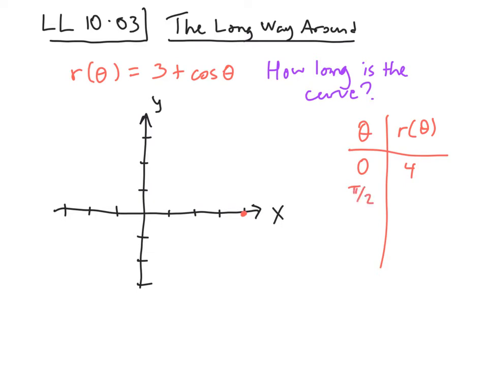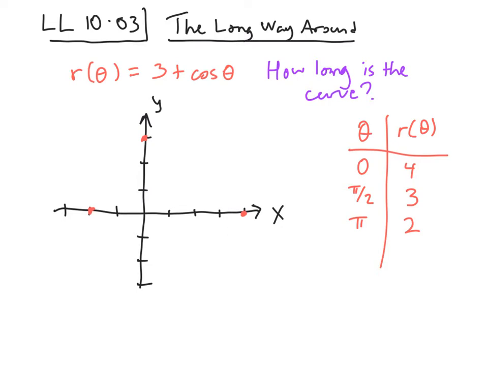When theta is pi over 2, my r of theta is going to be 3 plus the cosine of pi over 2, which is 0. So I'm going to have r of theta equals 3 at that point. So as I look in this direction, my radius is going to be 3. My distance from the origin is 3. All right, and then as I come back to theta equals pi, well, cosine of pi is negative 1, so r of pi is going to be 2. That's 3 plus negative 1. So as I come back here, I'm going to be at this point here, radius of 2.